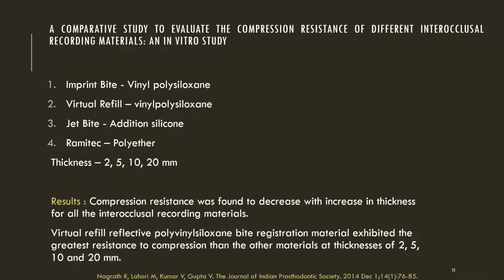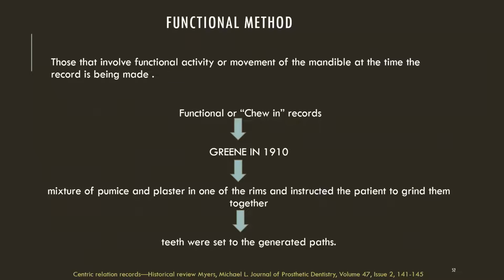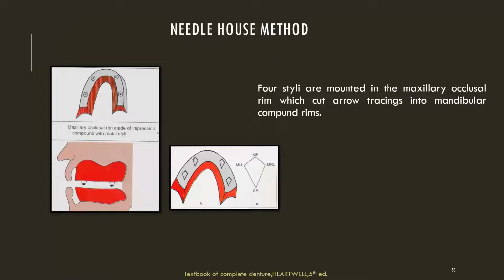greatest resistance to compression. Coming to the functional method of recording centric, it was based on the principle of condylar movements in centric and eccentric relation, that is the protrusive, retrusive, right lateral and left lateral. So Green utilized a combination of pumice and plaster and placed it between the maxillary and mandibular occlusal rims and guided the mandible to do centric and eccentric movements.